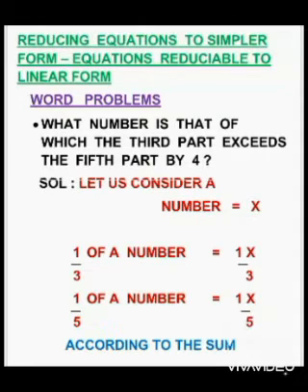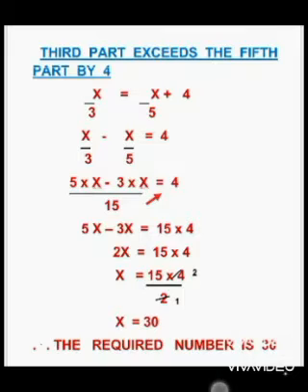So, third part of a number means what? One third of a number, which is equal to 1 by 3 into x. Next one is fifth part of a number, which means 1/5 of a number, equal to 1 by 5 into x. According to the condition given in the sum, the third part exceeds the fifth part by 4, isn't it? Here third part means x by 3 is greater; exceeds means greater than fifth part, x by 5, by 4.